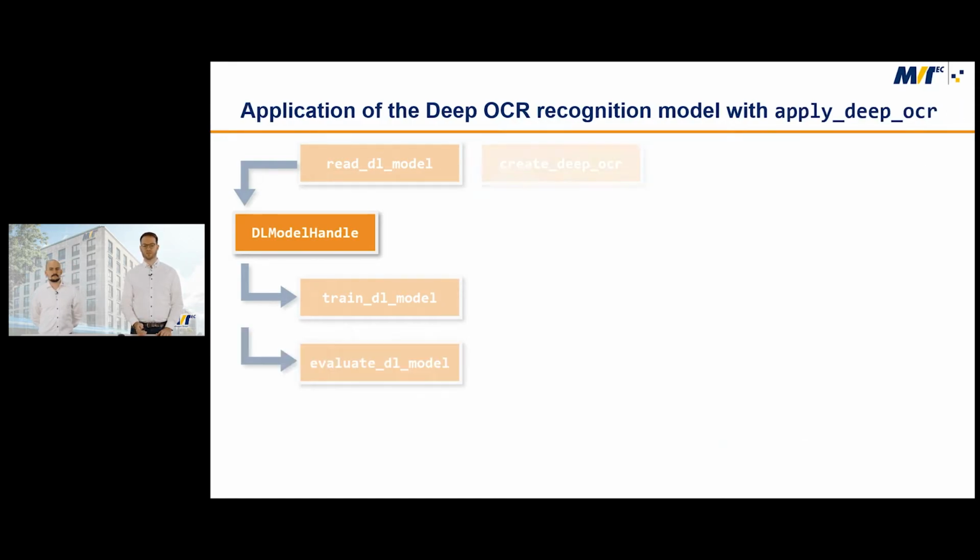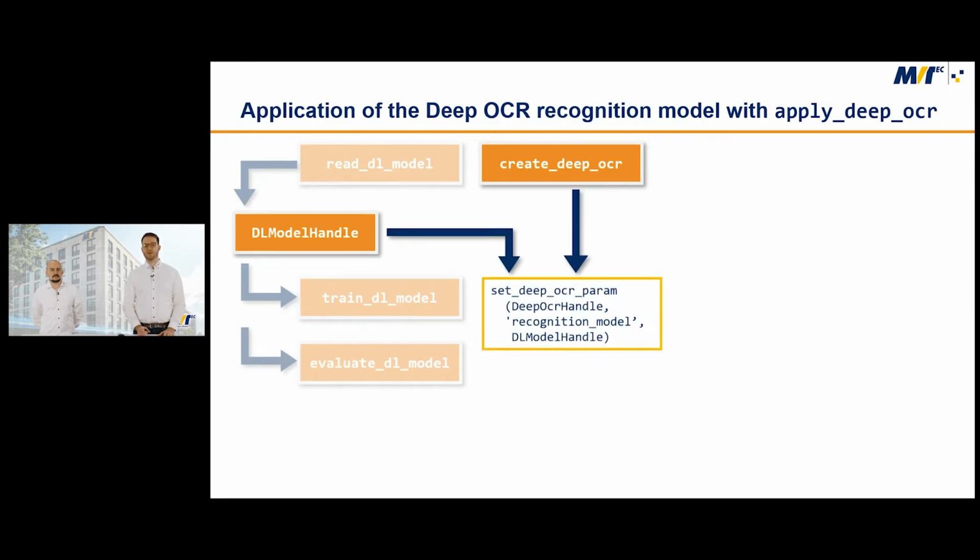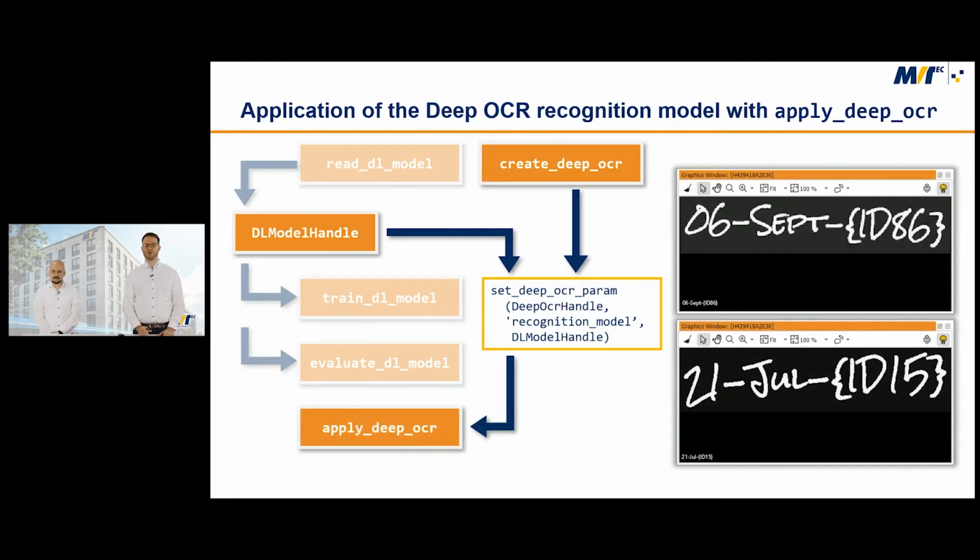And now there's a switch, because when you want to use it now in the application, you have to switch back to the DeepOCR world. So you create a DeepOCR model, then you have a DeepOCR handle, and then you need to set your recognition model that you just trained. So you only train the recognition model, so you set only the recognition model in your DeepOCR handle. Now you have a DeepOCR handle with a trained, fine-tuned recognition model, and now you can apply DeepOCR on the specific application for which you trained.